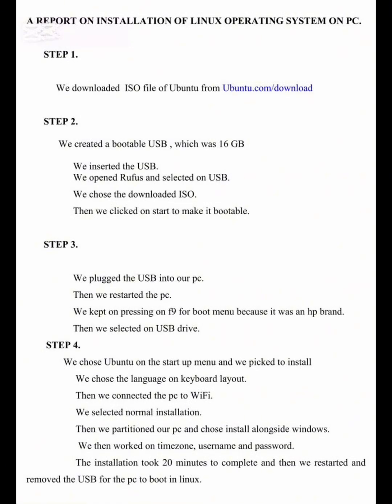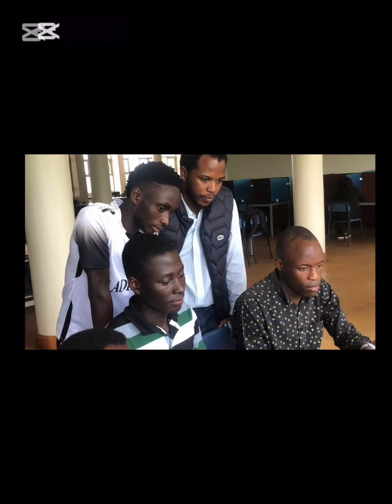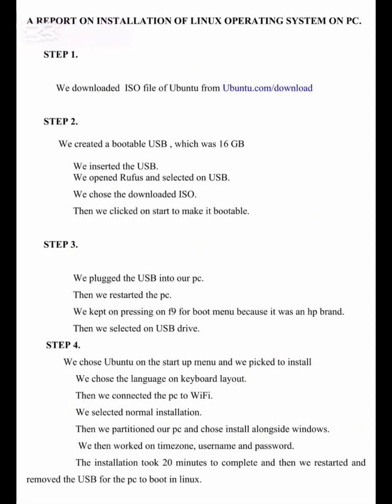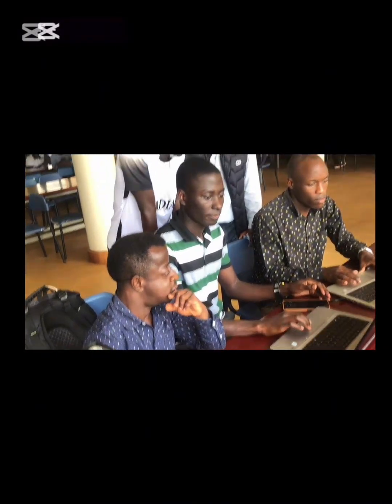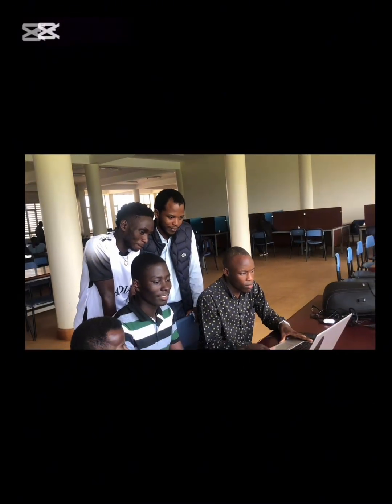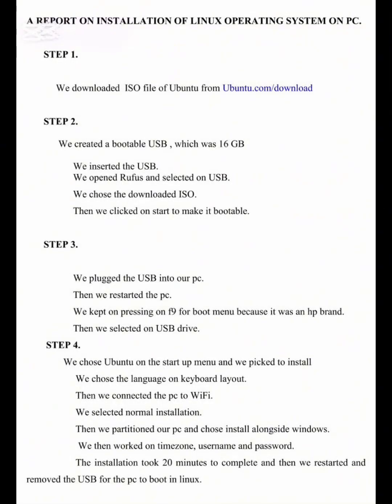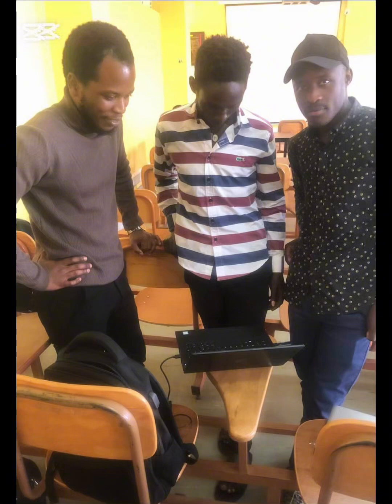The third step, we plugged the USB into a PC, then we restarted the PC. We kept on pressing F9 for the boot menu because it was an HP brand. Then we selected the USB drive. Next, we chose Ubuntu on the startup menu and picked install. We chose the language and keyboard layout. Then we connected the PC to Wi-Fi. We then selected normal installation. Then we partitioned our PC and chose install alongside Windows because we wanted both operating systems on the same PC.